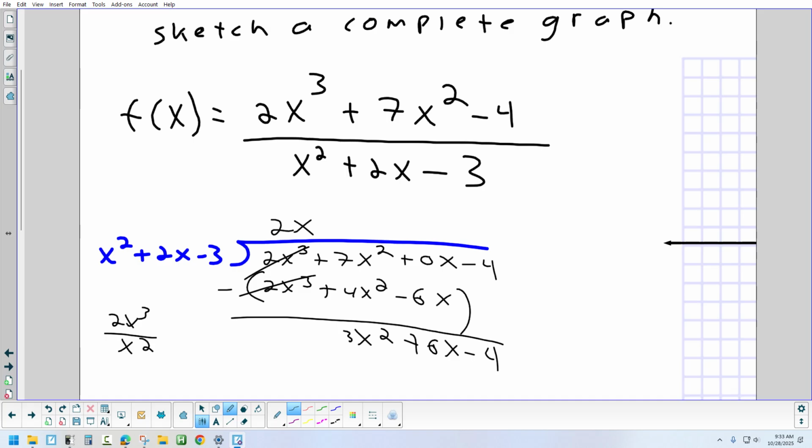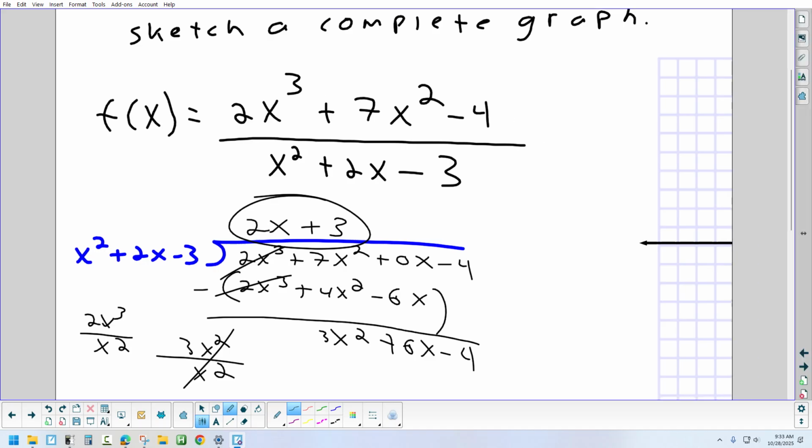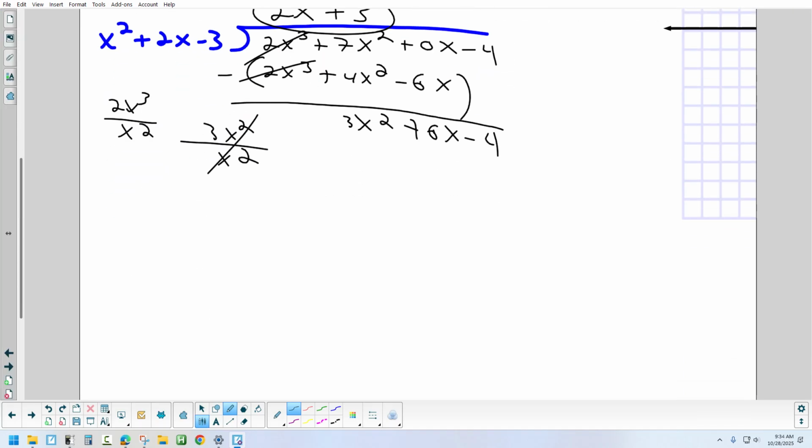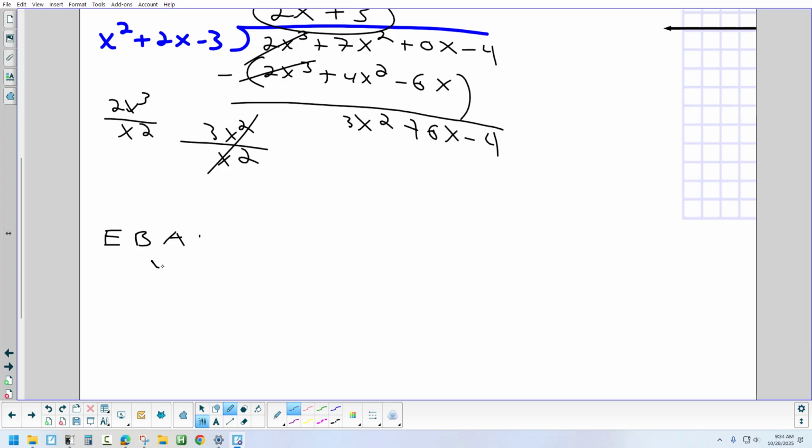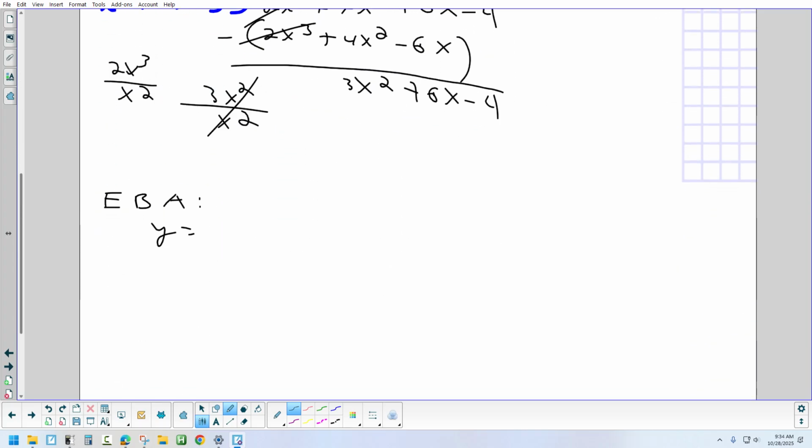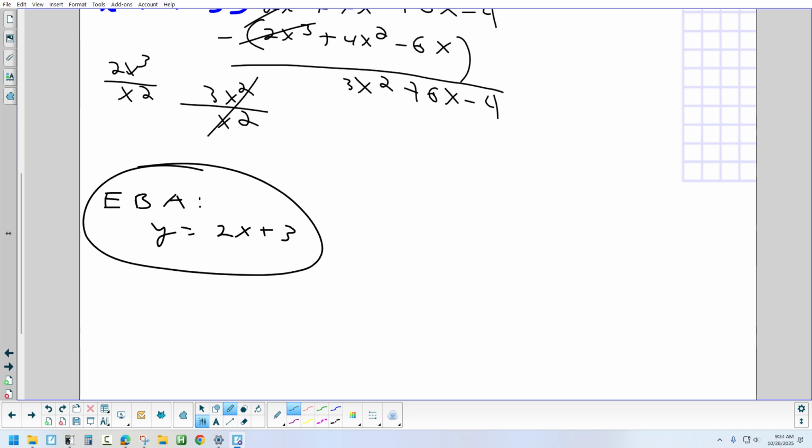Now, technically, we don't even need the plus 6x or the minus 4 because we are not interested in the remainder. We only need the quotient. And the quotient, all I'm going to do now is 3x squared divided by x squared, and I get plus 3. There's my EDA. 2x plus 3. If you wanted the remainder, then you'd have to distribute the 3 back out and finish that off. But it doesn't ask for the remainder, so we're not going to do it. Okay, so EDA, properly written, y equals 2x plus 3. So there's my EDA.